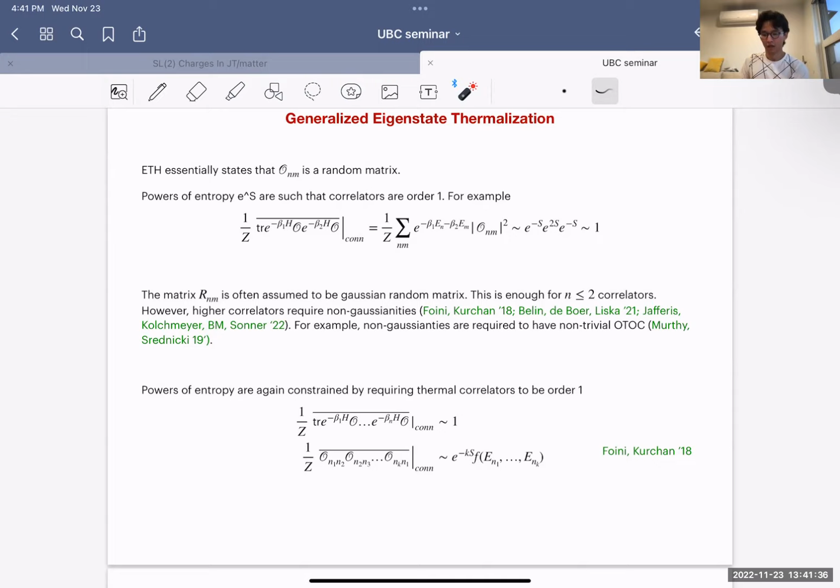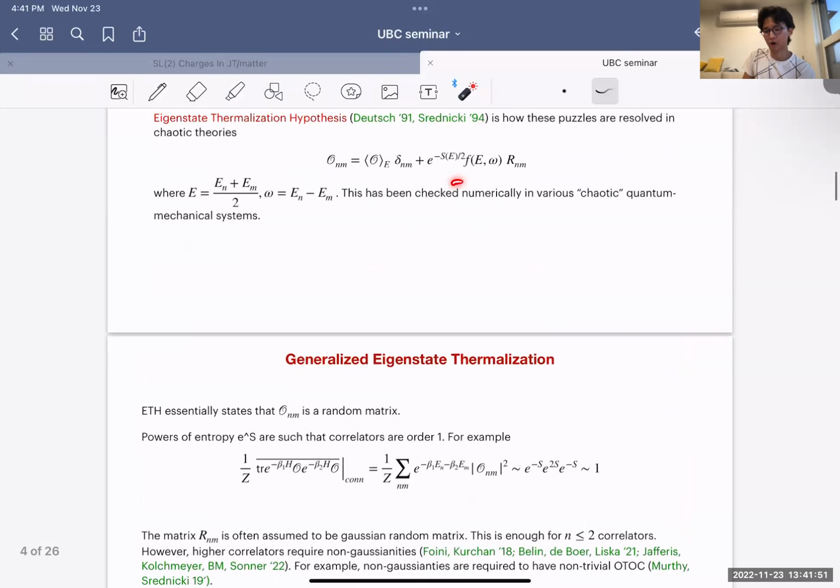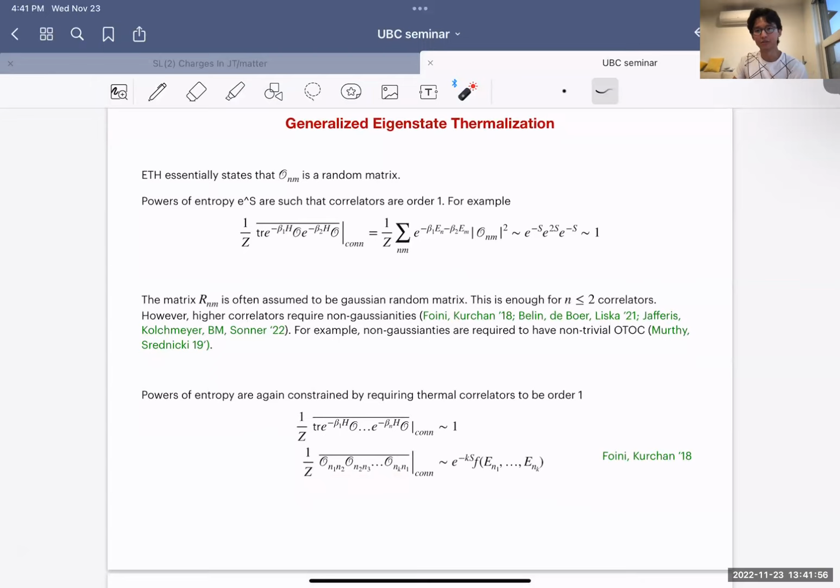Such non-Gaussianities were previously considered. For example, in the paper by Foini and Kurchan, they introduced higher moments similar to this second moment; they considered higher moments of these matrix elements. And in particular, they wrote these important scalings with the entropy. Essentially, these scalings with the entropy are such that all thermal correlators are of order one in the entropy. So this is a natural generalization of ETH.